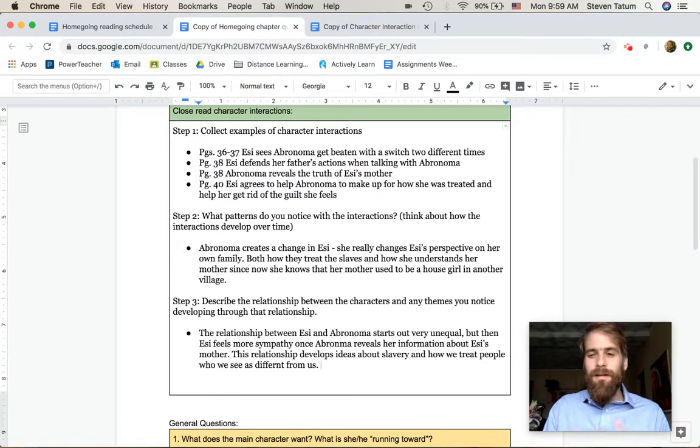That's really the big theme that I see developing in this relationship, because that perspective changes for Esi. At the beginning of the story she was just thinking, oh, going about my day, and yes, we have a house girl, and it makes sense that she should get beat. And then her perspective really changes once she gets to know Abronoma, and once she understands that her mother used to be in Abronoma's place too. Maybe that's another theme too, that everyone's position in life could change.